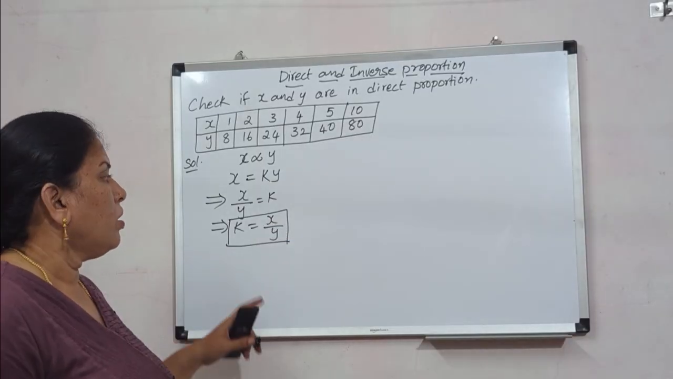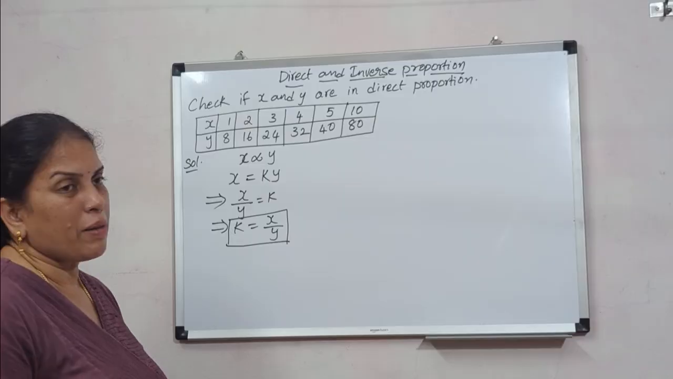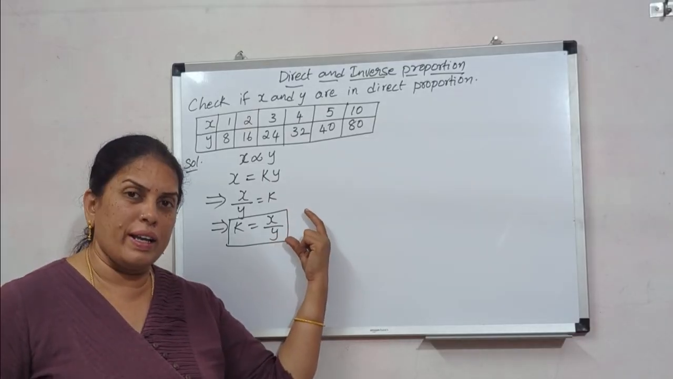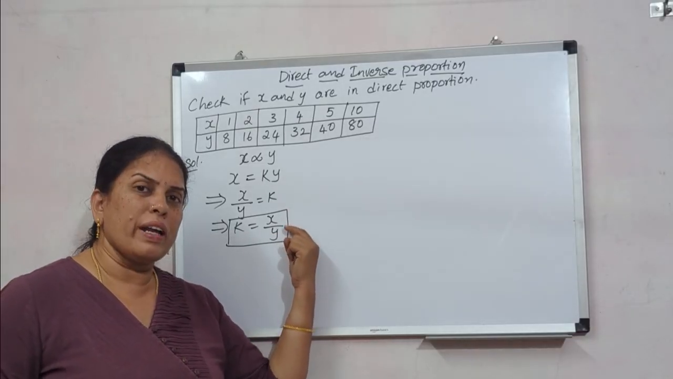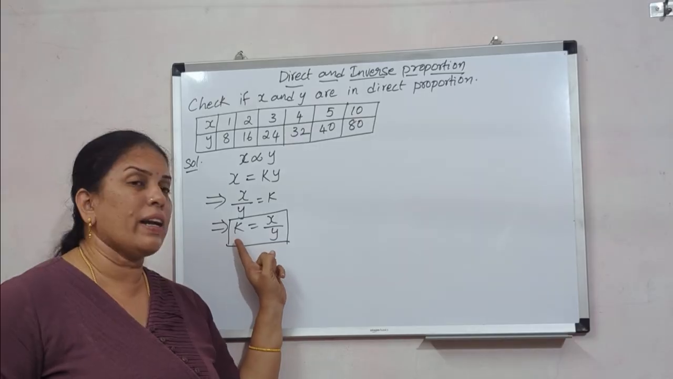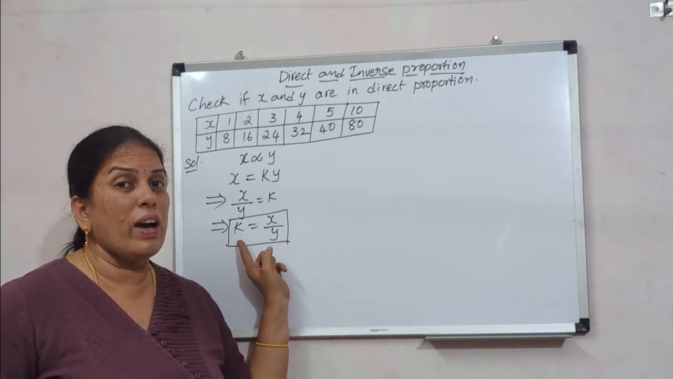Okay. Now, by using this constant, that means if we divide the x quantity by the y quantity, how much will you get? A constant value. The same value you will get.